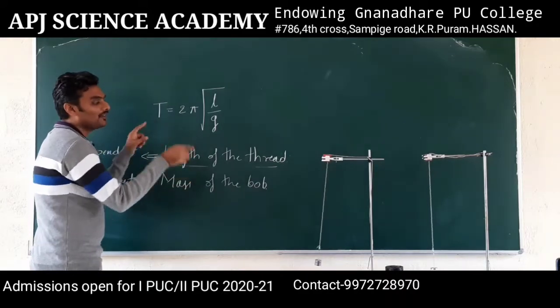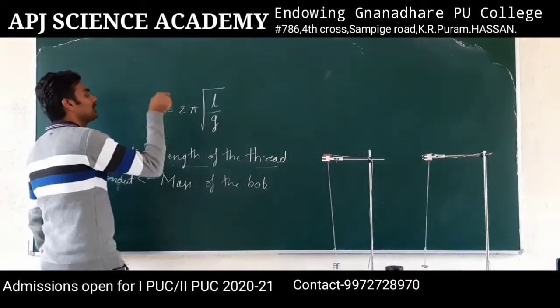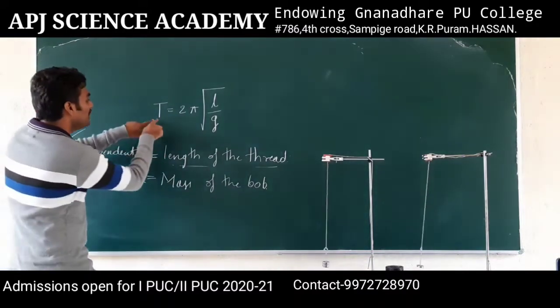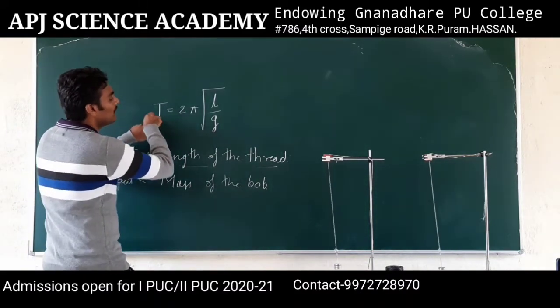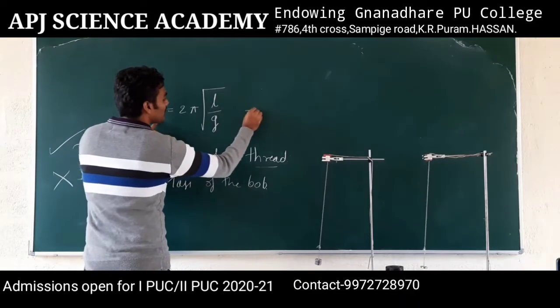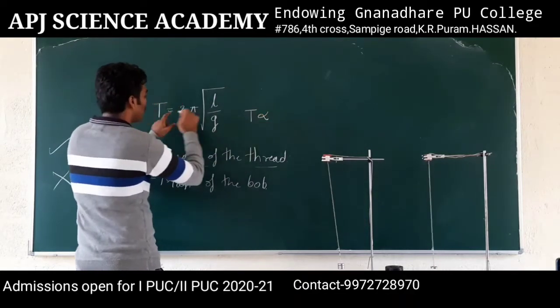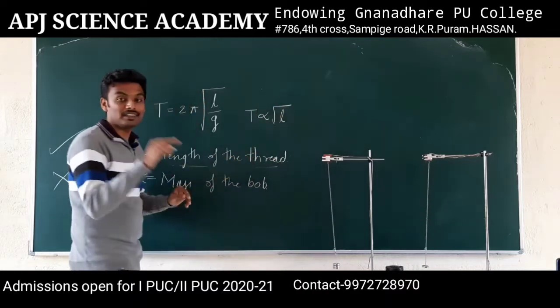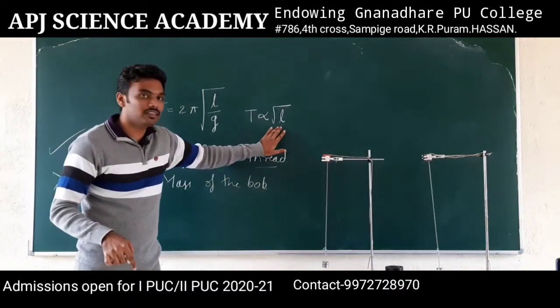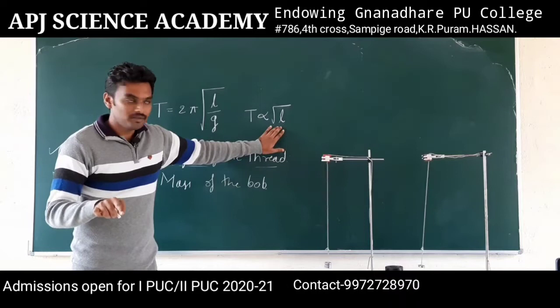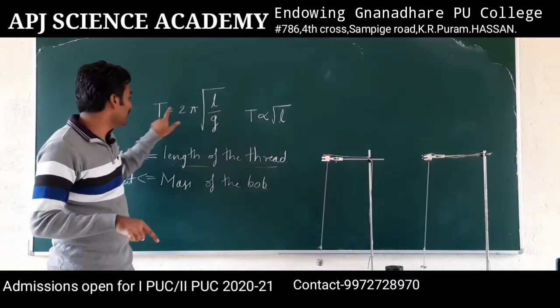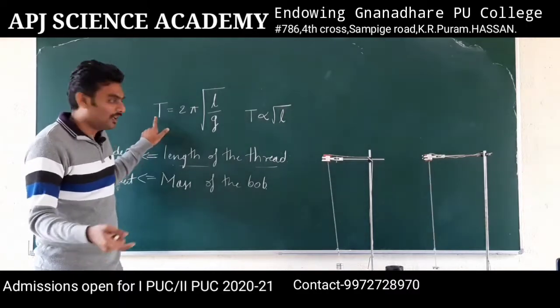Do you have a factor of length in the formula? Yes, we do, right? We have time period depending on length. So yes, time period is proportional to square root of L. Yes, the time period is dependent on length, isn't it? Because we have it in the formula. If I change the value of L here in the formula, I'll get a different T.